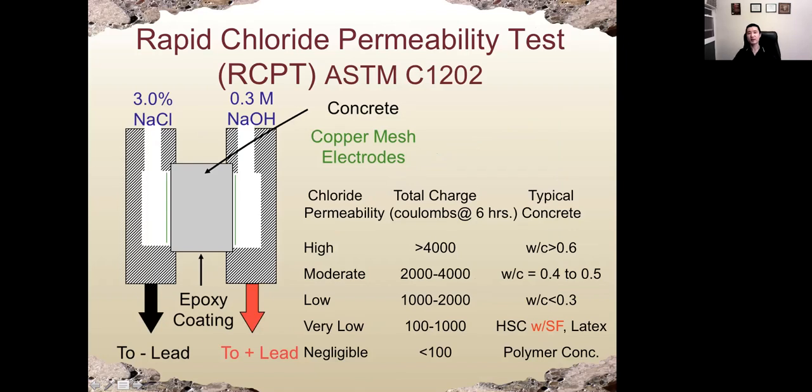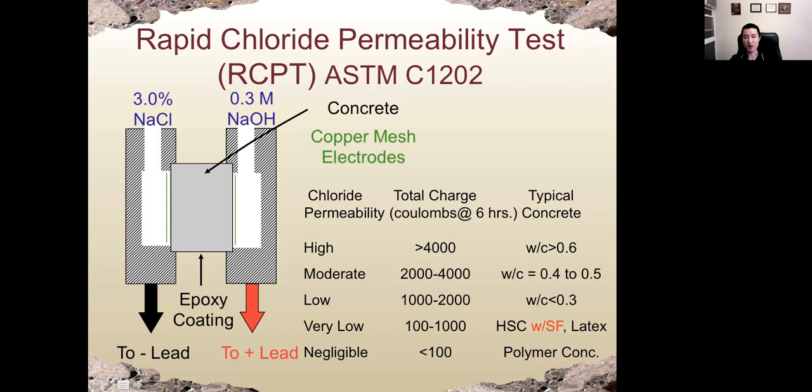This is the RCPT test, or rapid chloride permeability test. This is one of the ASTM standard tests. In this test, we have two ends with a certain potential. The specimen is in the middle. We have epoxy coating at two sides, but at the other two ends, we have sodium chloride with 3% concentration and sodium hydroxide with 0.3 molar.